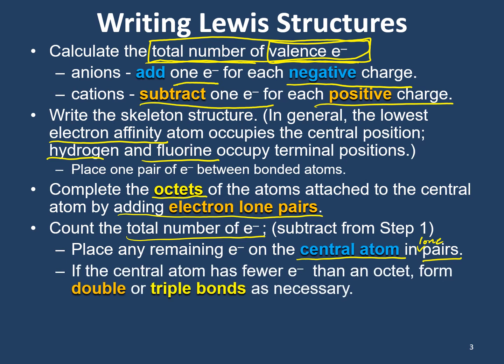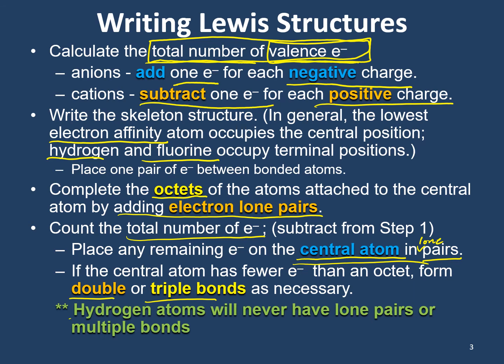If the central atom has fewer than an octet, even though we added all we could in this step, then we may need to make double or triple bonds as necessary, pulling electrons from the terminals that we had placed as lone pairs into double or triple bonds as needed.